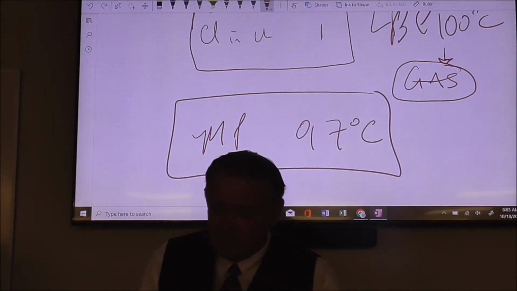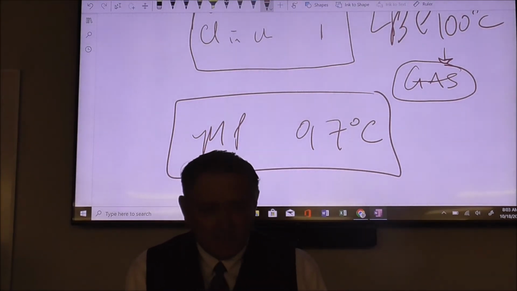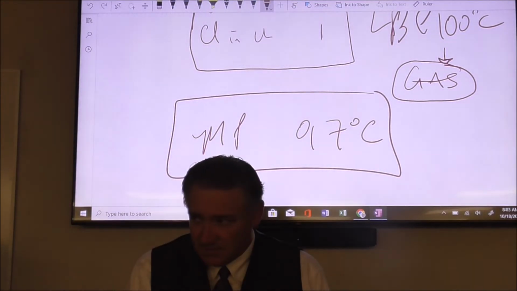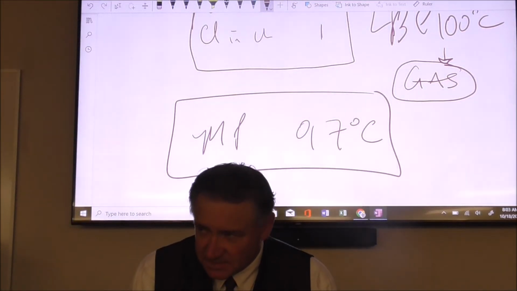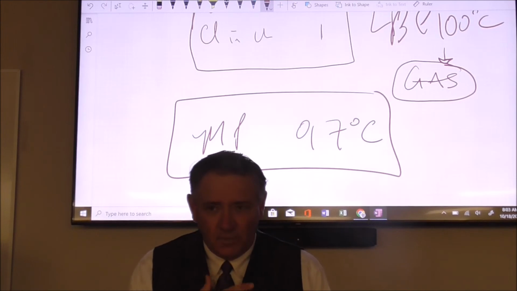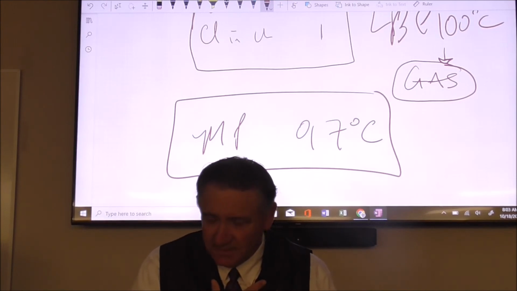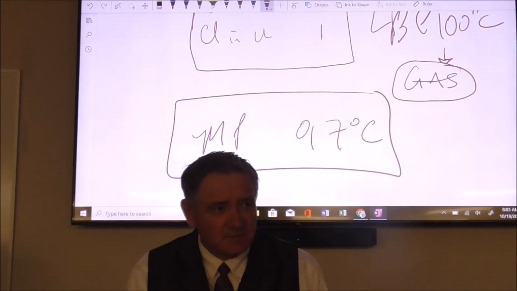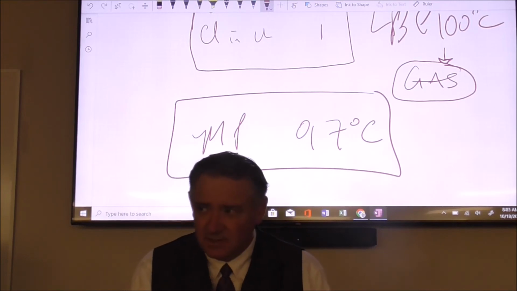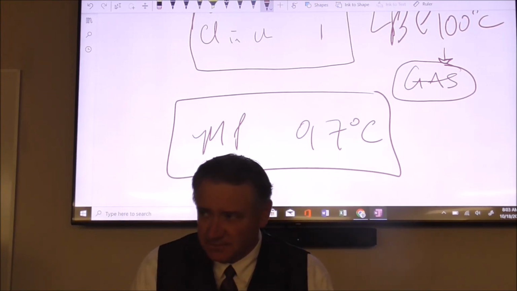So this is what I want you to think through. At 97 degrees Celsius, we're at about 20 degrees. So would this substance be a solid, liquid, or a gas at room temperature?